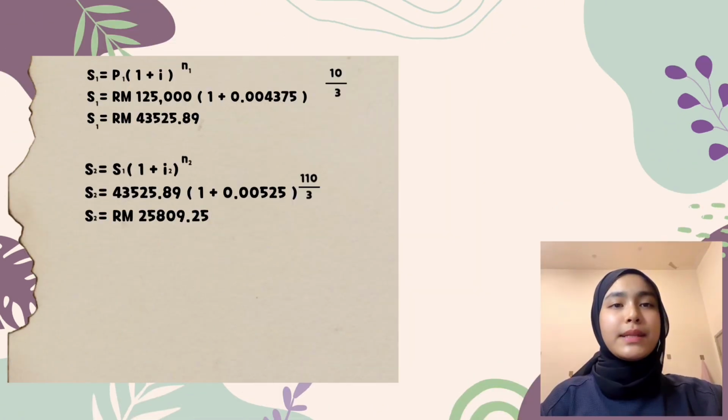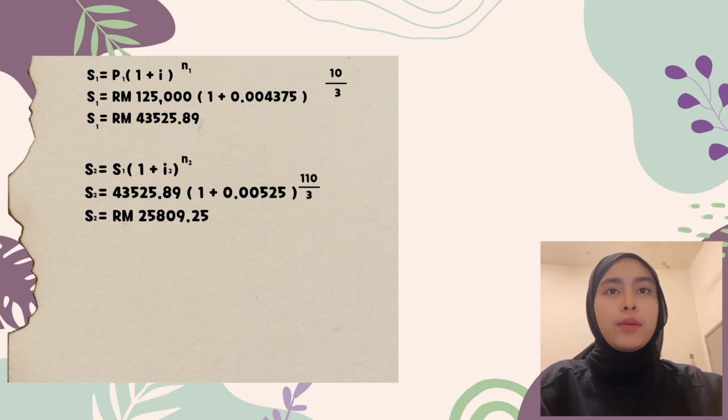To solve the problem statement, we use the formula S1 equals P bracket 1 plus I1 to the power of N, which is S1 equals 125,000 bracket 1 plus 0.04375 to the power of 10 over 3. So the answer of S will be 43,525 ringgit and 89 cents.